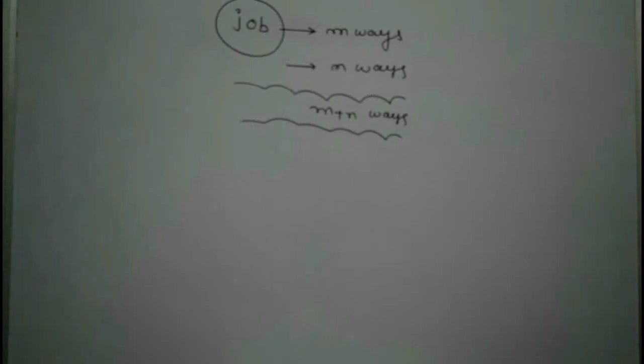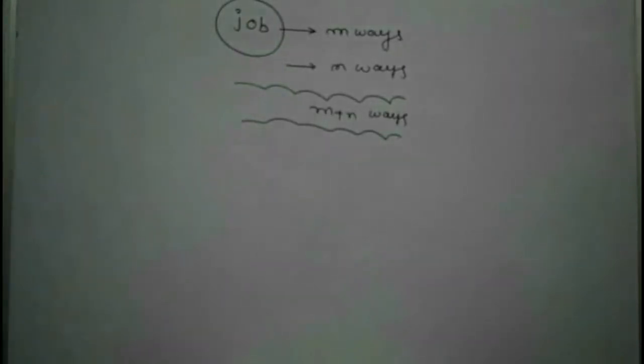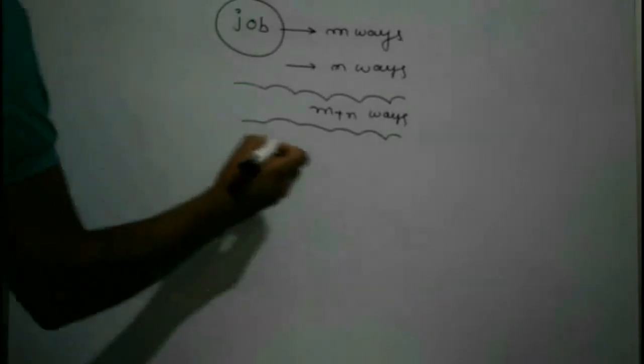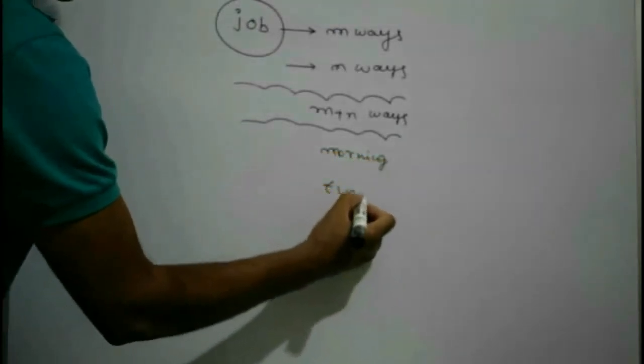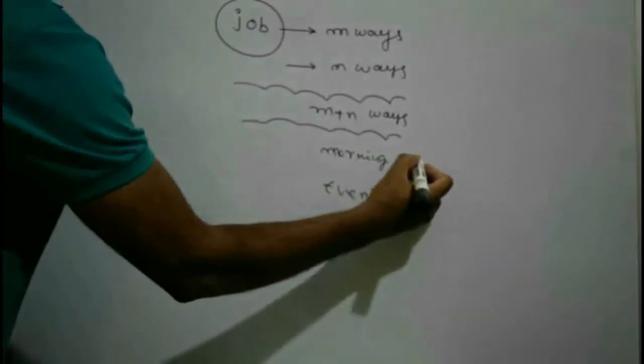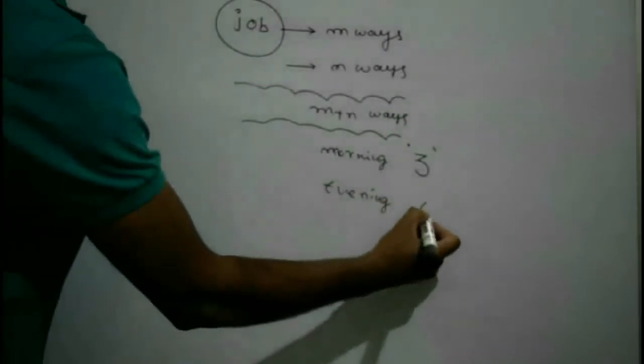Now I'll give an example. Suppose a student wants to join a coaching institute for the mathematics subject. For him the available timings are either in the morning or in the evening. Three coaching institutes are offering the mathematics course in the morning, and 4 coaching institutes are offering it in the evening. So how many choices does that student have? We have to count. So what is the job?